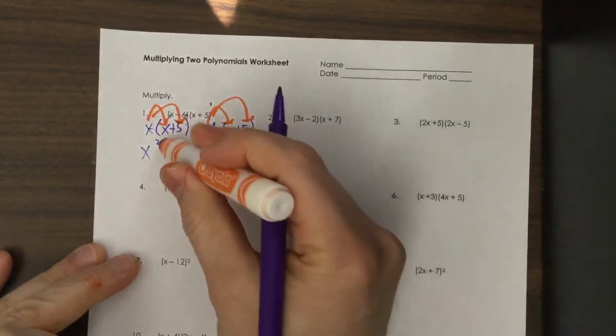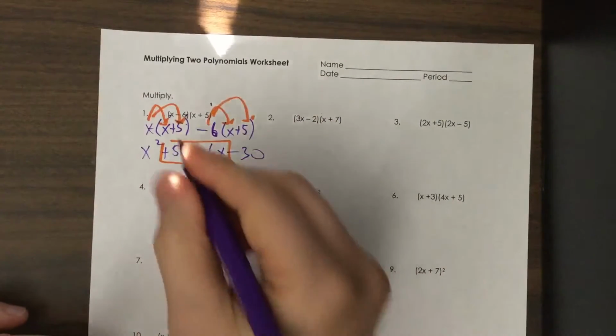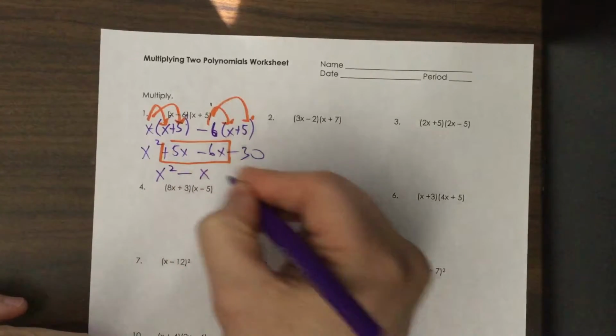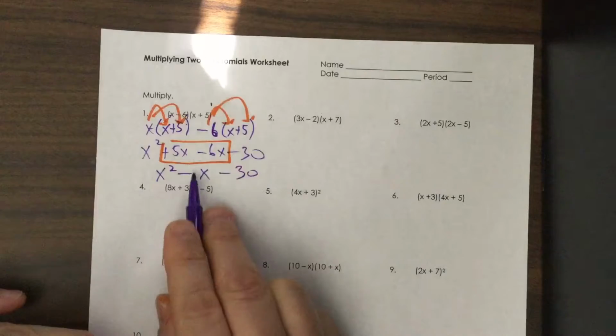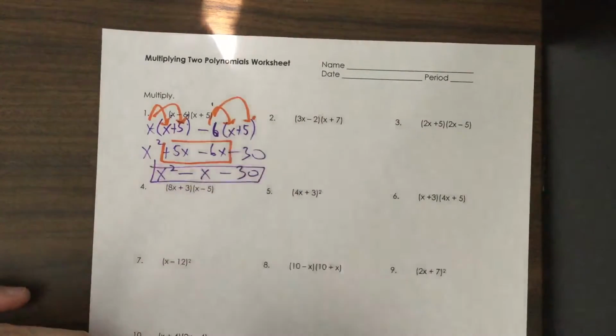Notice the middle two terms are like terms. 5 minus 6 is negative 1. So my final answer is x squared minus x minus 30. If you want to write the little 1 here, you can, but typically we leave that invisible.